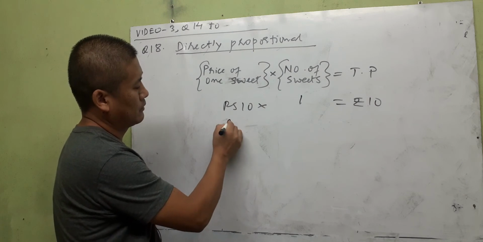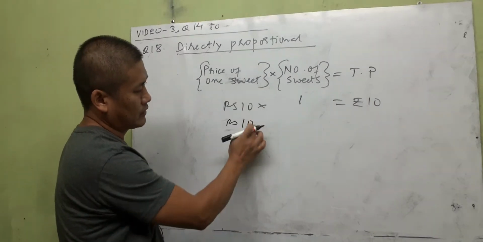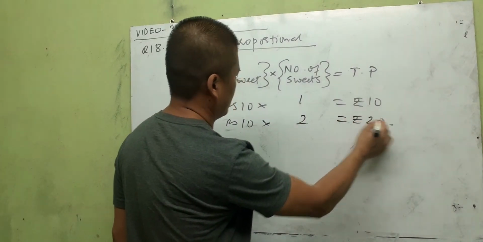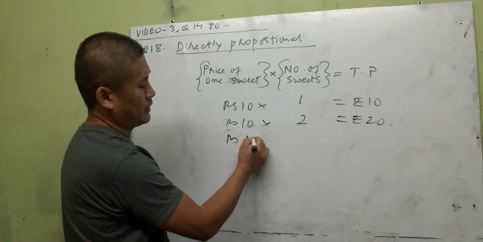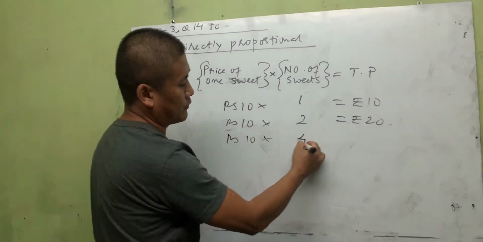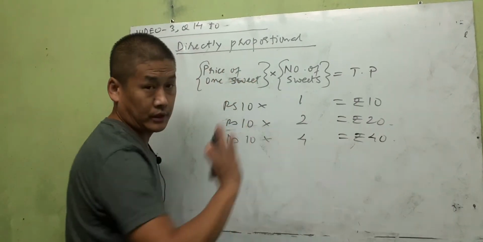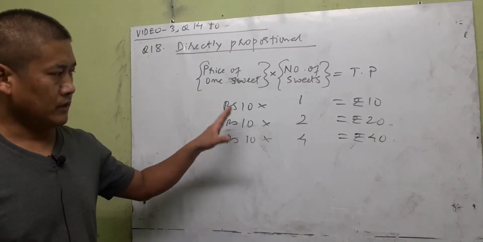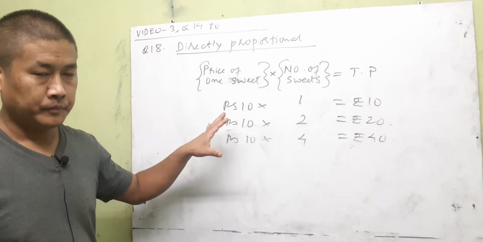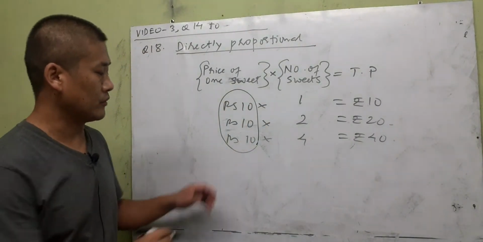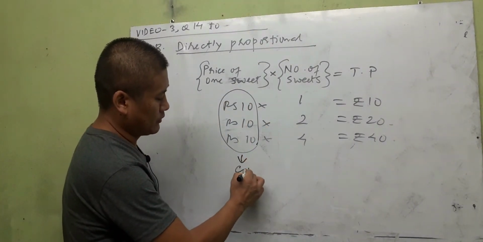Rupees 10, price of one sweet will not change. If you buy two, it will become rupees 20. This rupees 10 price of one sweet will not change. If you buy four, it comes to rupees 40. 10 fours are 40. So you see here, the price of one sweet is not changing. So that is called a constant, okay? Constant in an equation.